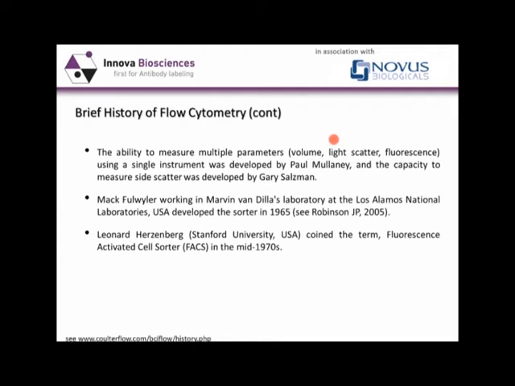The ability to measure multiple parameters such as volume, light scatter and fluorescence, which we'll come back to later on, using a single instrument was developed by Paul Mullaney, and the capacity to measure side scatter was developed by Gary Salzman. Mike Fulwyler, working in the Los Alamos National Laboratories, developed the first cell sorter in 1965, and Leonard Herzenberg first coined the term fluorescence activated cell sorter, or FACS, in the mid-1970s. I'll come back to that later in the session.